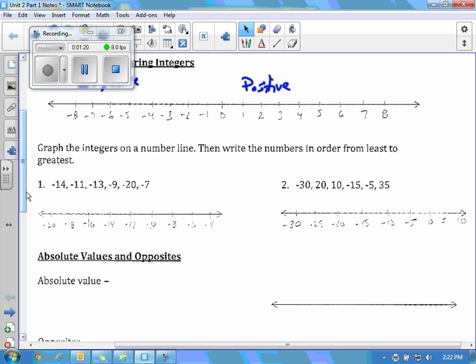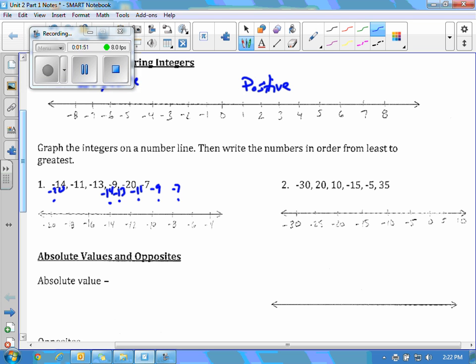So our first one that we need to put on here is negative 14. So negative 14 is going to be right here. Then we have negative 11, which would be between negative 10 and negative 12. We have negative 13, which is going to be between negative 14 and negative 12. We have negative 9, which is going to be between negative 8 and negative 10. We have negative 20, which is going to be right here on the negative 20. And then we have negative 7, which is going to be between the negative 6 and the negative 4.